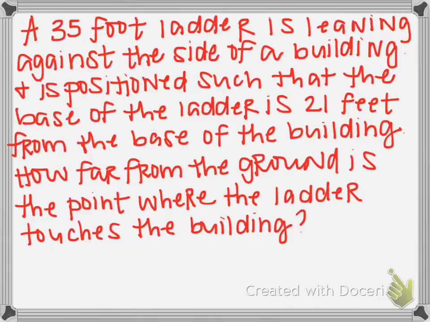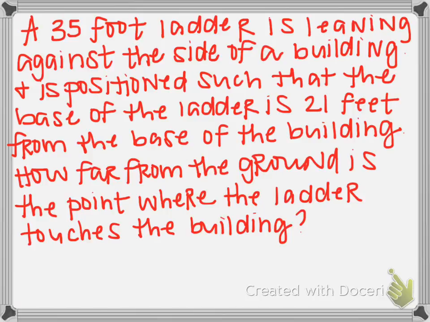A 35-foot ladder is leaning against the side of a building and is positioned such that the base of the ladder is 21 feet from the base of the building. How far from the ground is the point where the ladder touches the building?